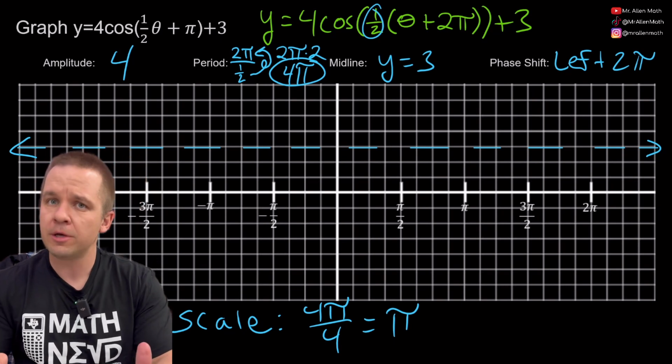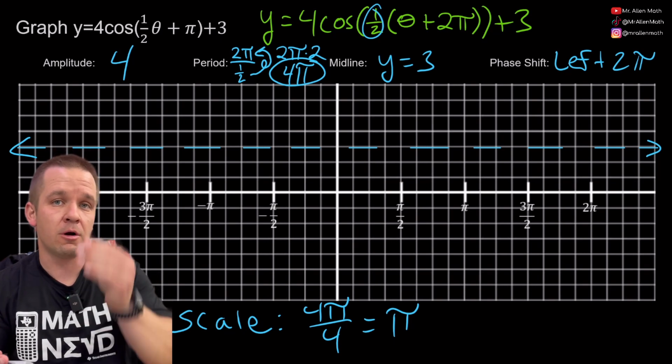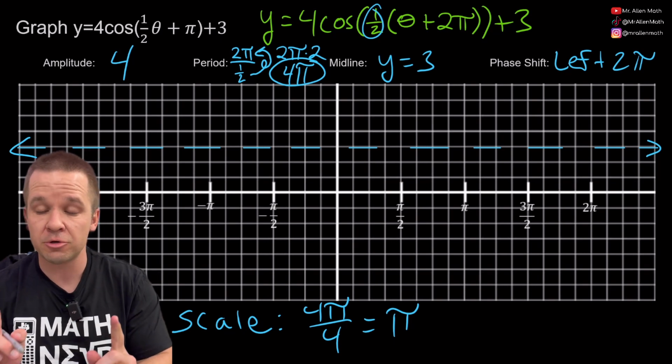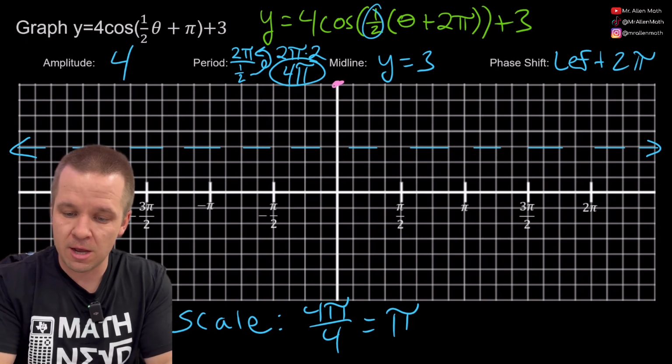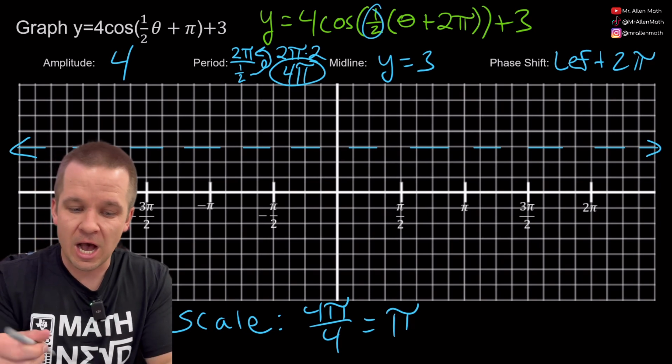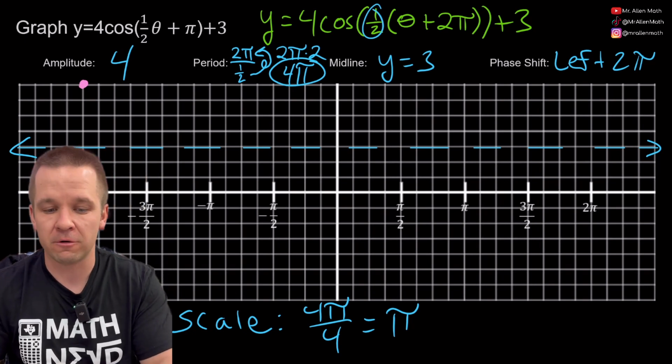Let's see here. Normally cosine starts above the midline, 4 above in this case. If it were -4, it would be 4 below the midline. But I also shifted left 2 pi. So instead of being right up here, right where that pink dot is, I'm instead going to be moved all the way to the left 2 pi, and that is my first point.